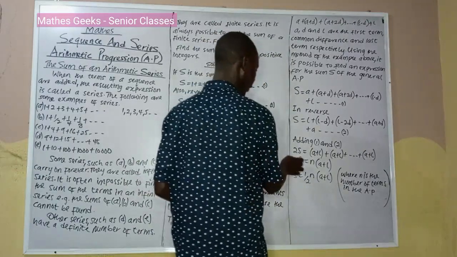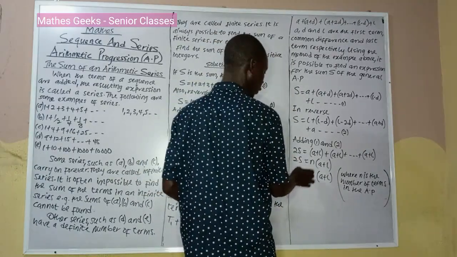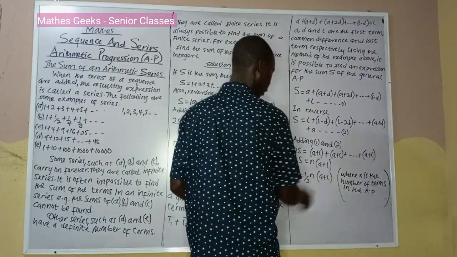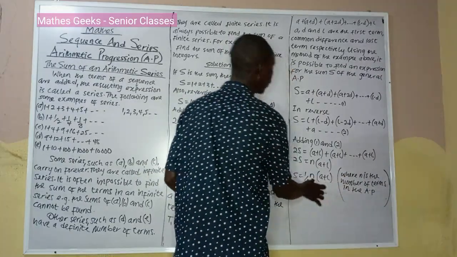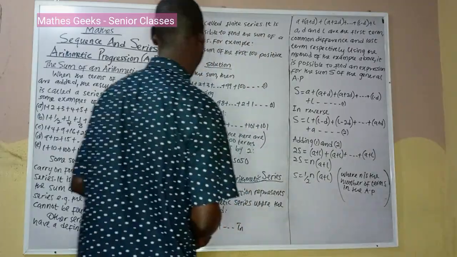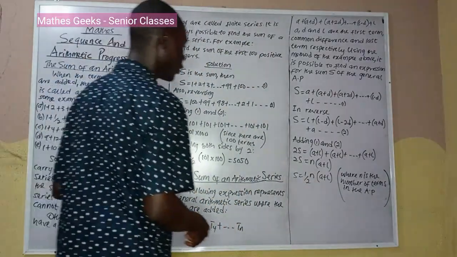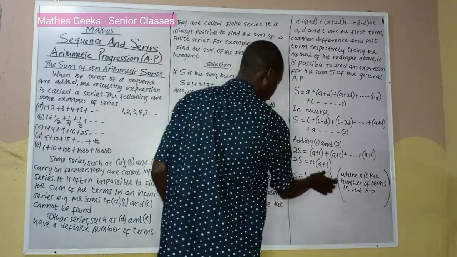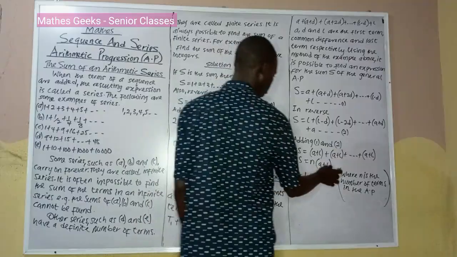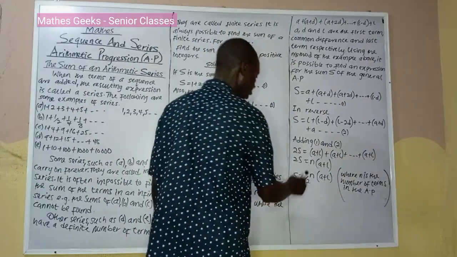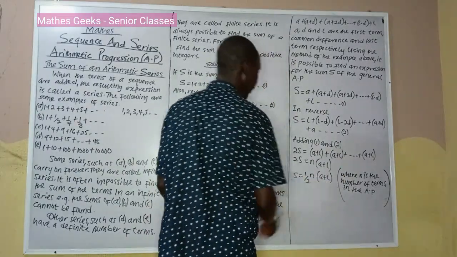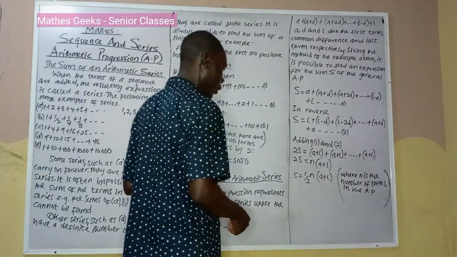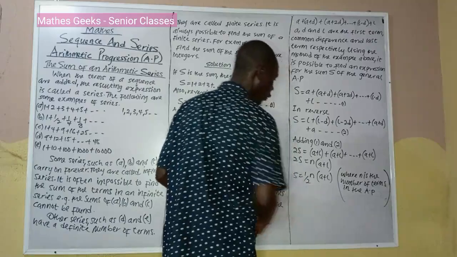So finally, if you divide both sides by 2, you're going to have S equal to 1 over 2 n, brackets open, A plus L. So this is one of the formulas for the sum of terms of an arithmetic series, the sum of terms that make up an arithmetic progression. This is one of the formulas. And you use this formula when the first term and the last term are given. That's when this formula should be used.